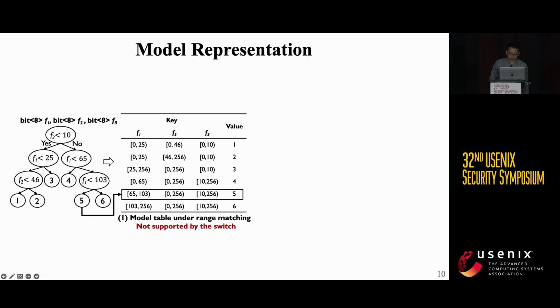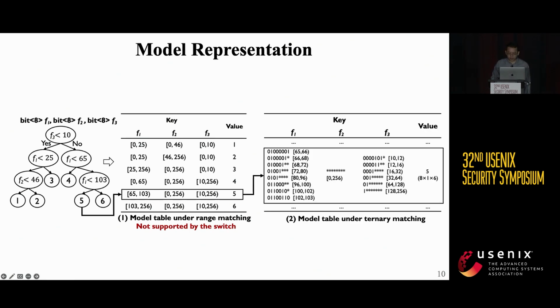However, range matching is not universally supported on programmable switches, and it has to be coded into ternary matching. Thus, we have table 2. Unfortunately, it has a combinatorial explosion of entries. For example, one entry in table 1 needs 8 times 1 times 6, that's 48 entries to represent.